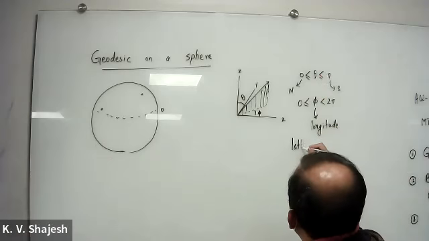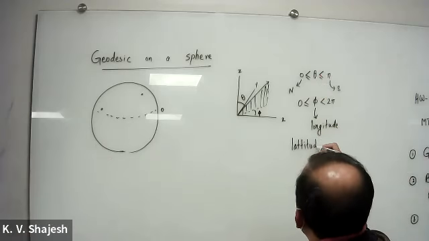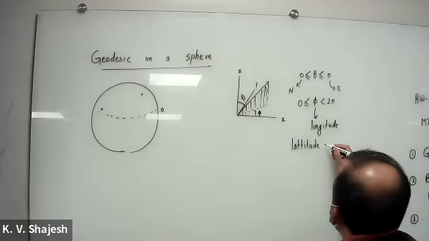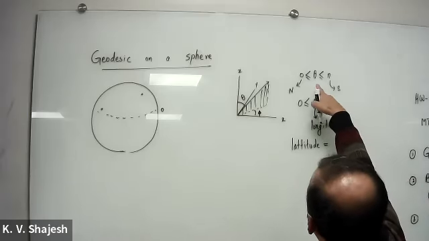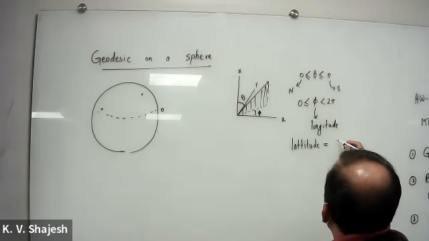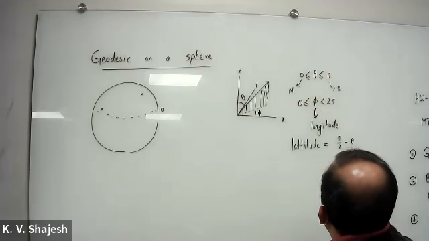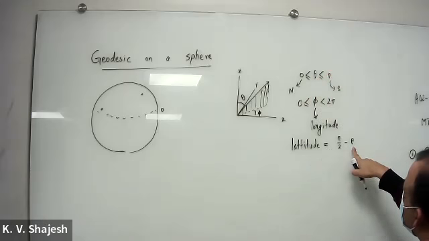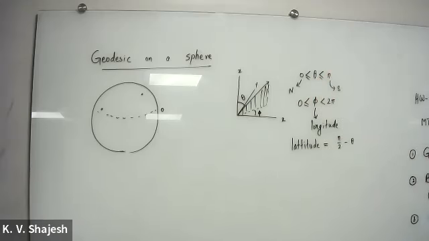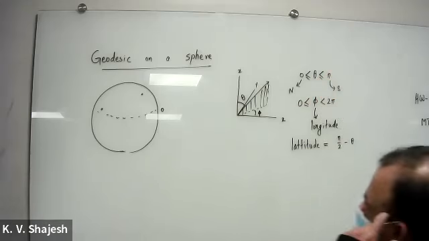Okay, but latitude is not really theta. So latitude that we use to describe the position on the surface of a sphere is equal to, when theta is 90, it should be 0. It is 90 minus theta, right? Pi by 2 minus theta. If the north is 90 degrees, that's pi by 2. So it's straightforward.